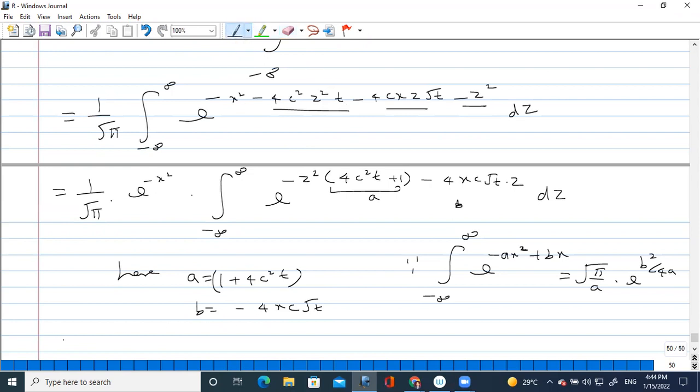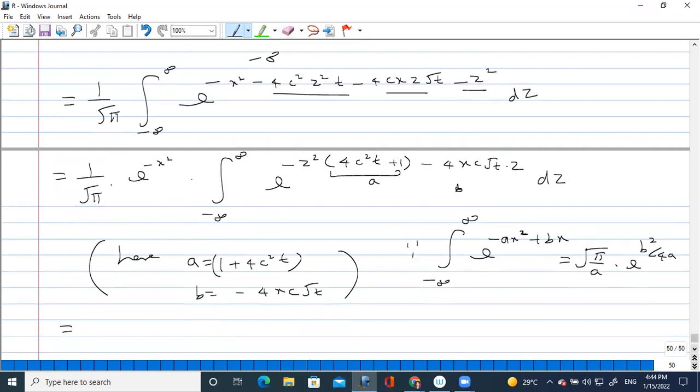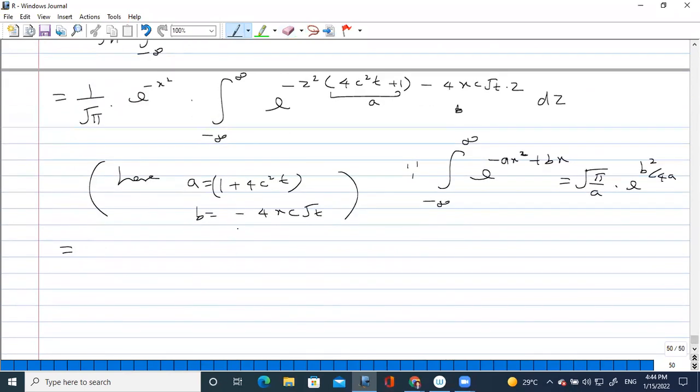Okay, so now this formula we have to use. It is a little bit lengthy, but no problem. You can practice it once, then you will get the idea. e to the power minus x square into, so this answer will become under root pi by a into, but a also I have to put, under root pi by 1 plus 4 c square t.